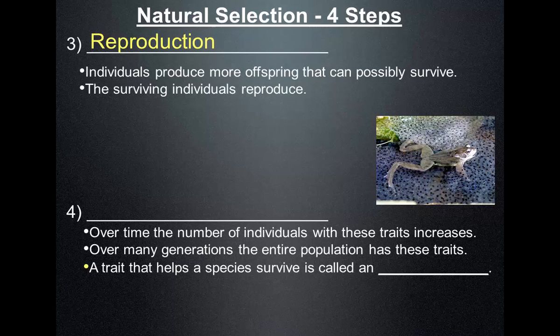Now, are all of those eggs going to survive into adulthood? No, only a very small percentage of them are going to be able to survive. If all of them did, the stream would just be flooded with frogs, but it's not. Only a small percentage make it. Why don't they all make it to be adult frogs?